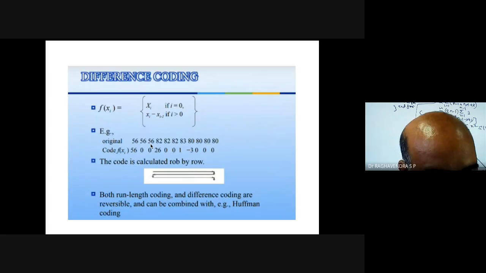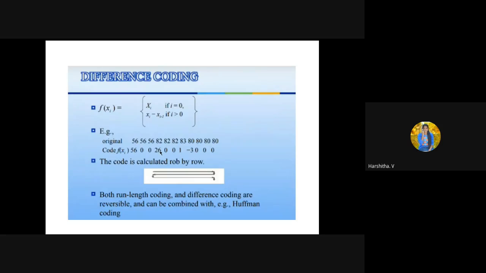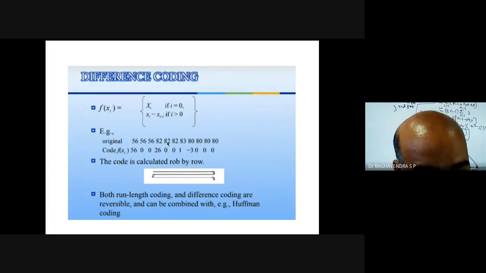Next banni matte 56. Here i becomes 2, 2 greater than 0. So 56 minus its previous value, 56 minus 56 again 0. Next we have encountered 82. That is 4th position and 4 is greater than 0. So 82 minus its previous pixel, that is 82 minus 56, that is 26. Now we shall go for 82. The previous value is 82 because i is 5 here, greater than 0. 82 minus 82 is again 0. Next 82 minus 82 again 0.